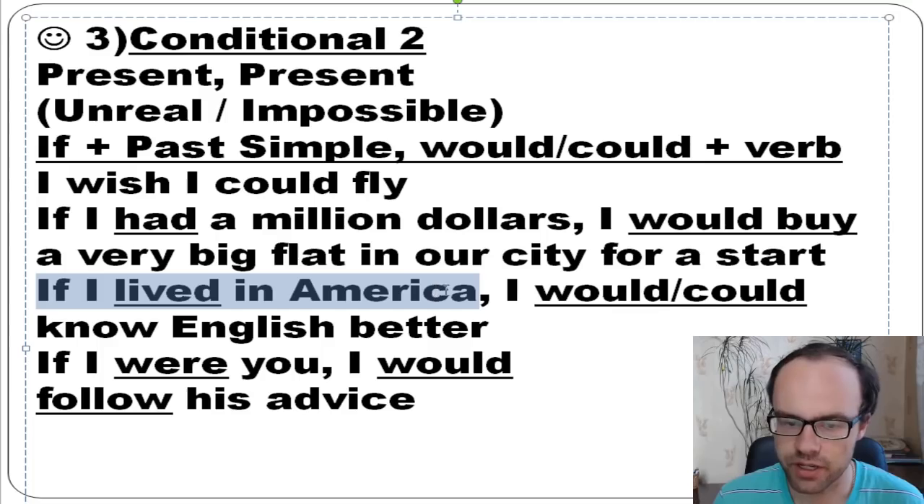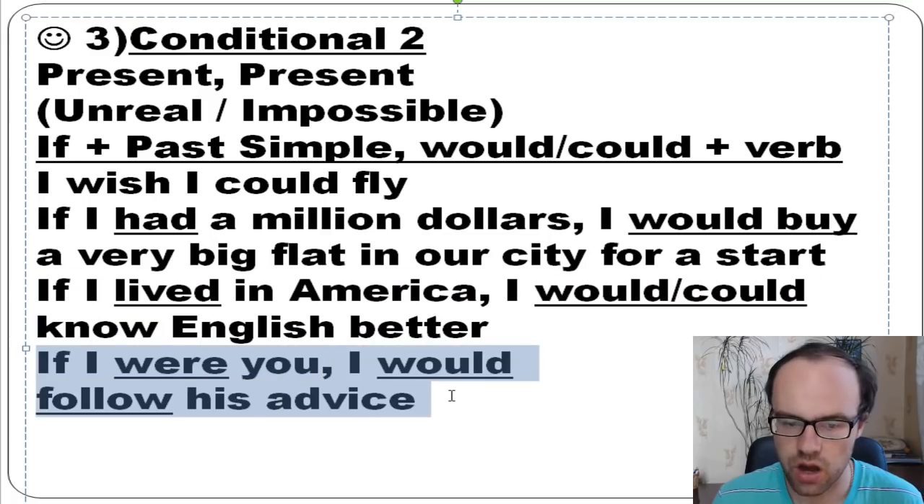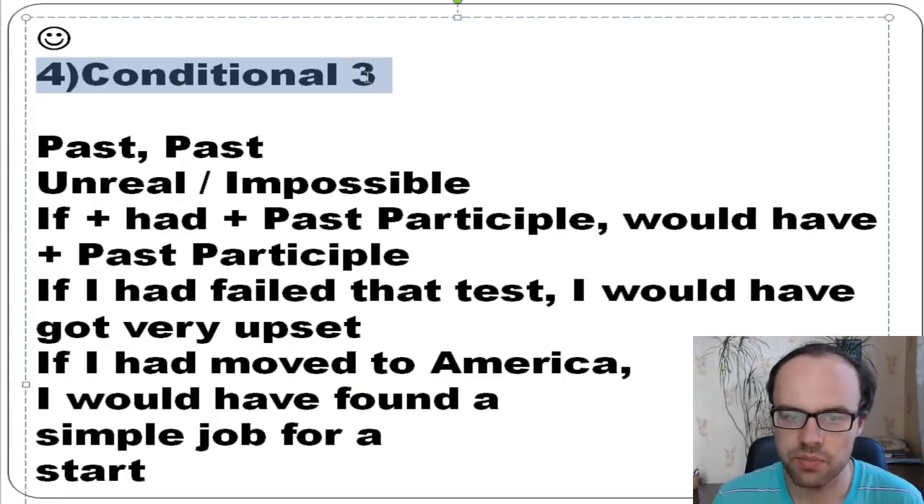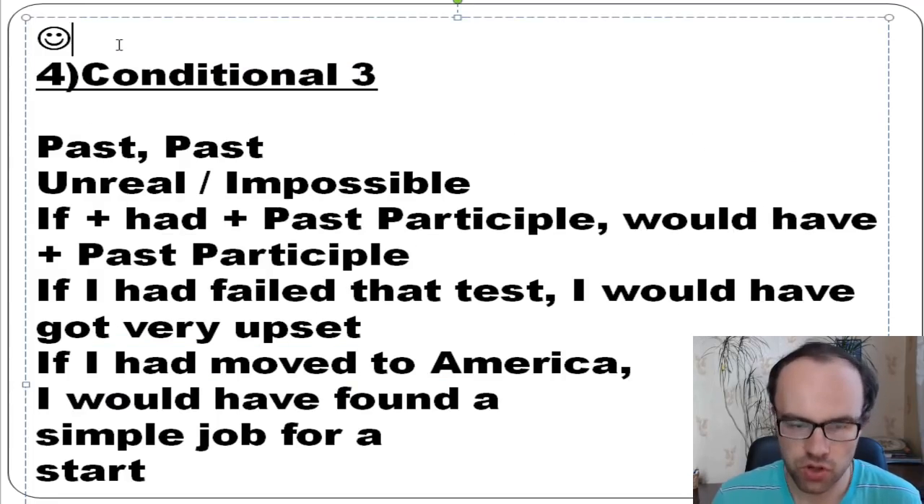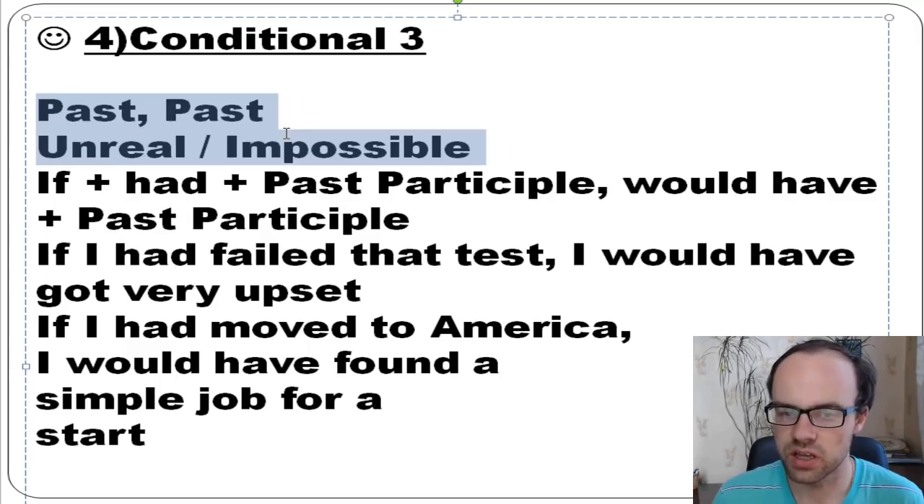If I lived in America, I would know English better, or I could know English better. If I were you, I would follow his advice. Okay, the third conditional, okay? So it's about the past, yeah? We talk about the past in both parts of the sentence, in the first one and in the second one, but it's about unreal things, something impossible, okay?